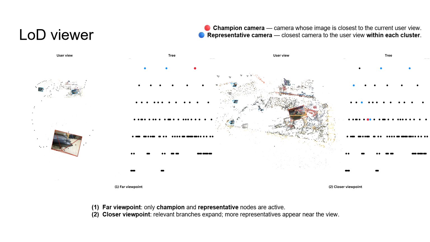Finally, we render the hierarchy in a LOD viewer that adapts to the camera's proximity to each group. When the user camera is far, the view is coarse. The champion camera, which is the closest to the currently viewed image, is highlighted in red, and each cluster shows its representative camera in blue. As we move closer, distant groups collapse while nearby groups expand, revealing more cameras. As we can see on the right, the refined view exposes deeper levels of the hierarchy and a denser set of cameras around the current viewpoint.